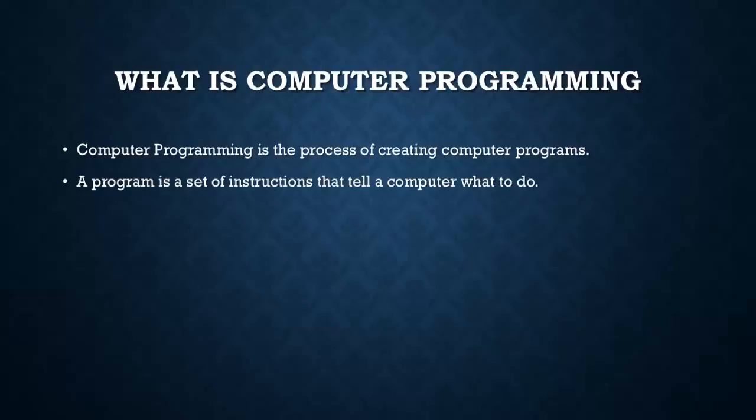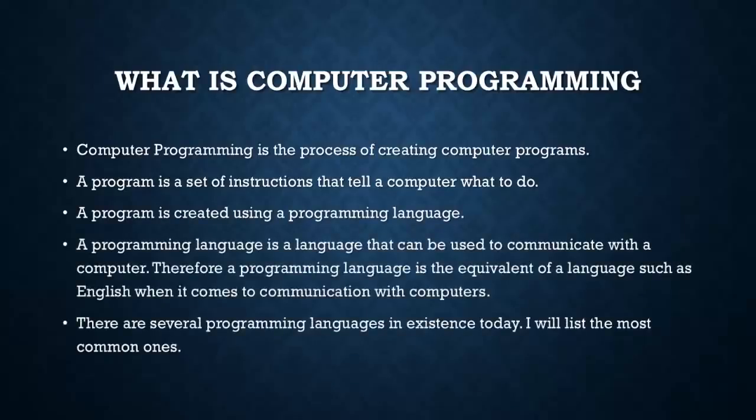A program is a set of instructions that tell a computer what to do. A program is created using a programming language. A programming language is a language that can be used to communicate with a computer. Therefore, a programming language is the equivalent of a language such as English when it comes to communication with computers. There are several programming languages in existence today, and I will list the most common ones.